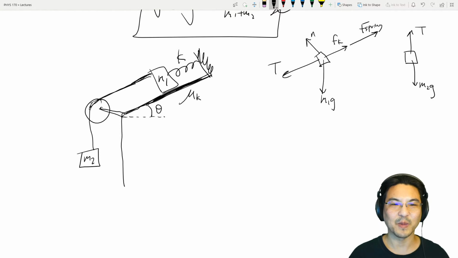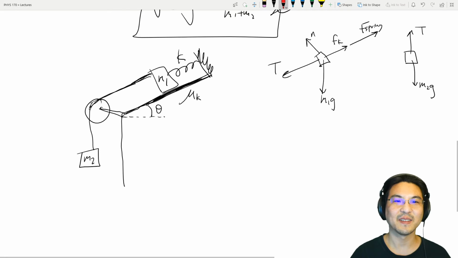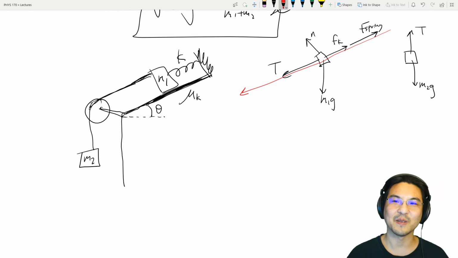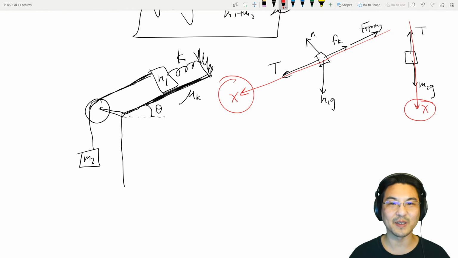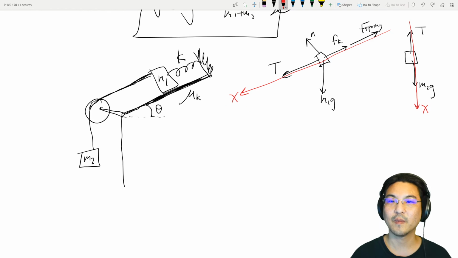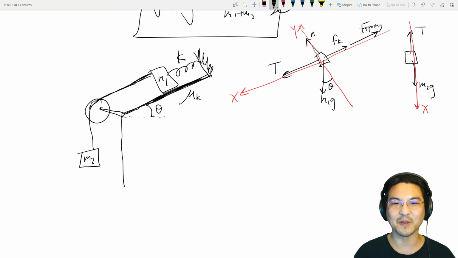And you can pick coordinates however you want, but here's my style. I know block 1 is going to slide this way, so I'm going to pick my coordinate that way. And I know block 2 is going to fall down. So see what I did? Both blocks are moving in the positive x direction. I'll pick y. And here we go. Okay, the angle's here. Let's write Newton's second law.